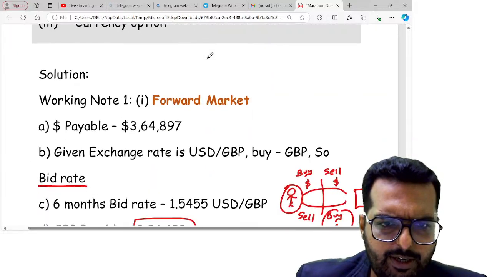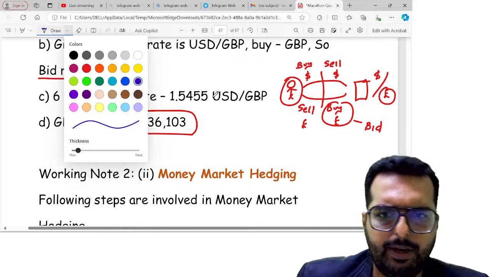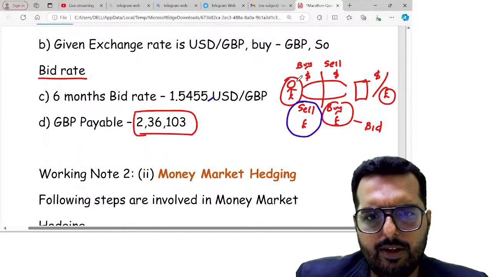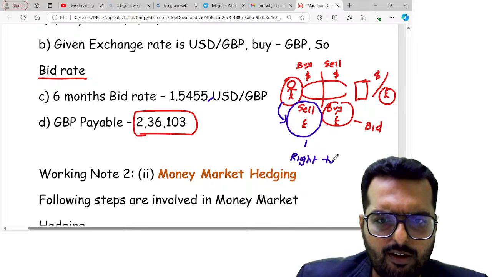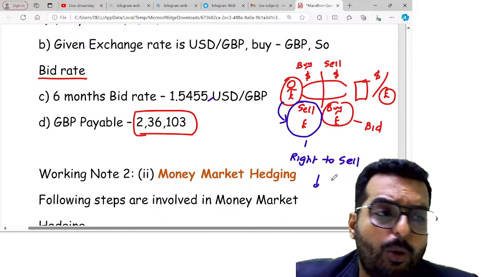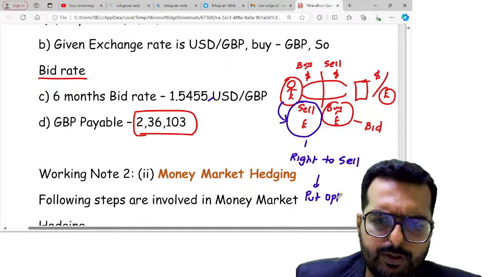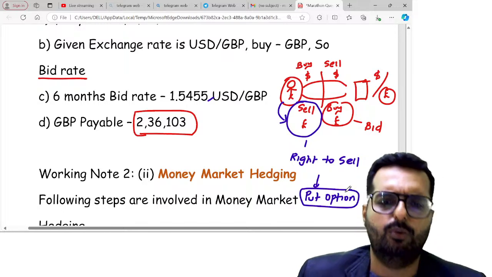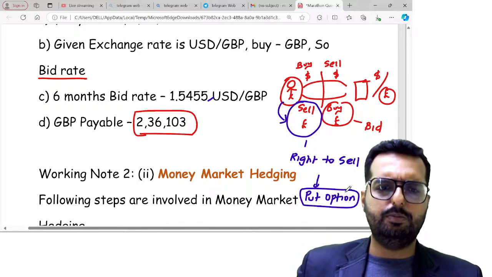Here we drew a diagram, right? In this diagram, if you observe, I'll take a blue ink pen. The person is selling pounds, or he needs a right to sell. So when I get a right to sell, is it a call option or a put option, friends? It turns out to be the put option. Am I right? So put option is what? Right to sell. Everybody clear with this part now?